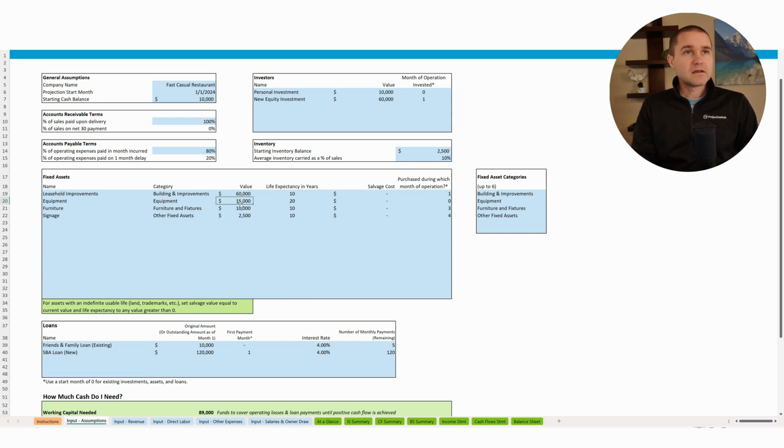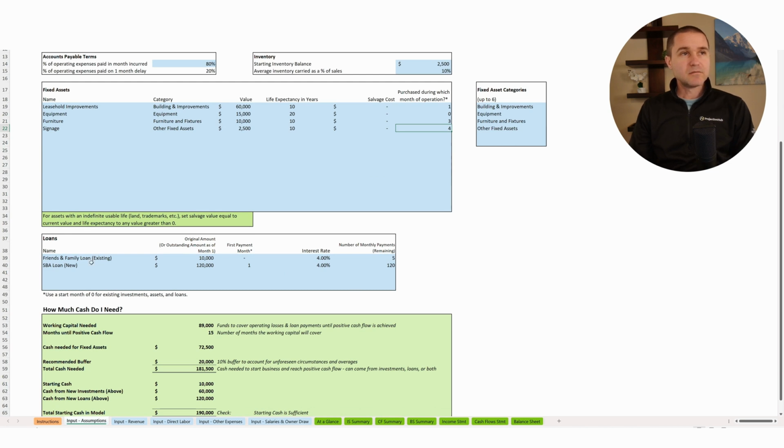On the equipment, you can say how much. Maybe there was already a restaurant here, and so you don't need to outfit a whole kitchen, but you need some new equipment, some new furniture, and maybe a new sign. And you can also spread out when you're going to purchase this. So maybe the furniture you're going to purchase in month 3, and the signage you're not going to actually purchase until month 4 of the model.